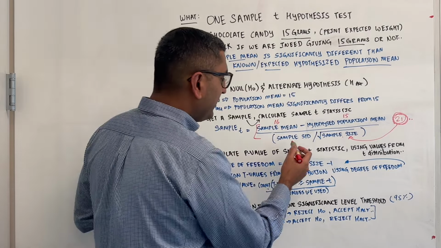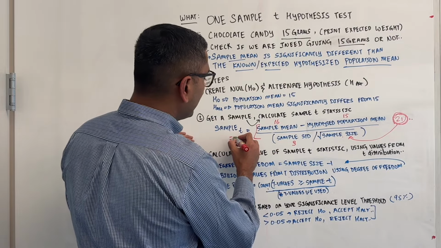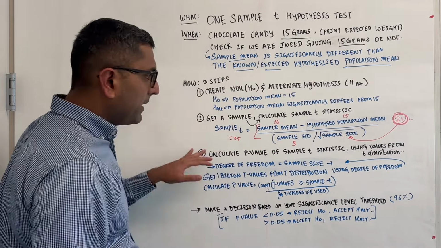If we plug all of this in, and this is just a hypothetical number, you will get the sample t to be somewhere around 3.5. But this is just an example that shows that from a sample you can calculate the sample mean and sample standard deviation, you have your hypothesized population mean from step 1, and you can calculate the sample t. That's it. These are the two big steps.